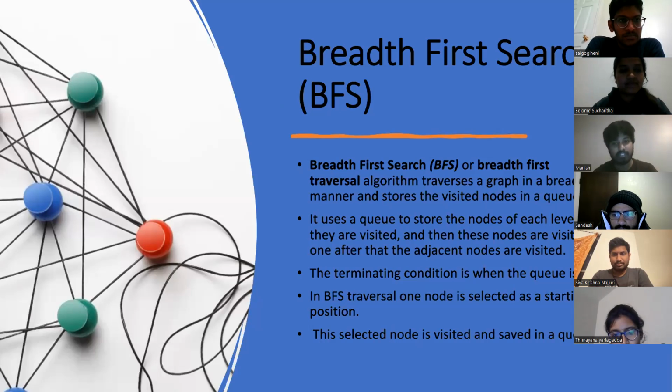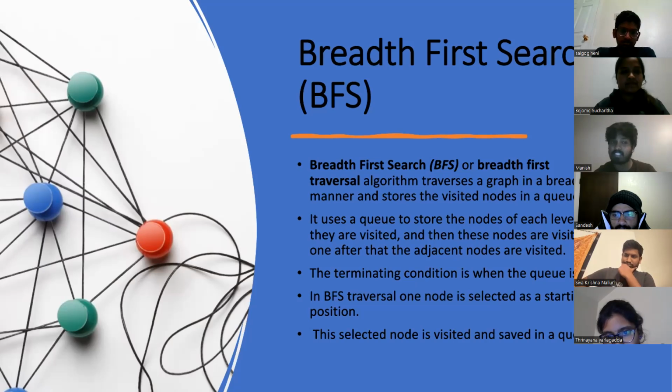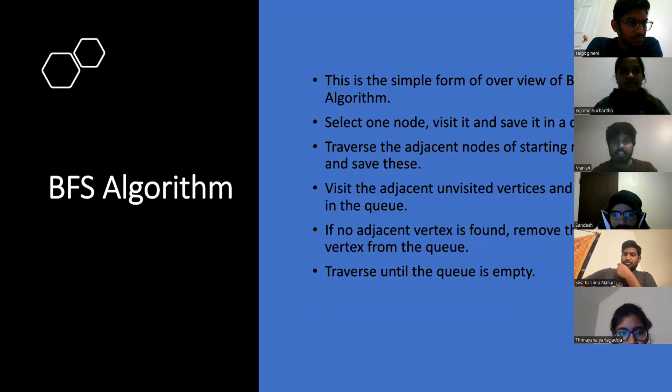Then these nodes are visited one by one, and then the adjacent nodes are visited. So first the first level of nodes is visited, then the adjacent nodes, and then it will go to the child nodes. So in BFS traversal, one node is selected as a starting position. The selected node is visited and saved in a queue. And now I'm going to explain a simple overview of the BFS algorithm.